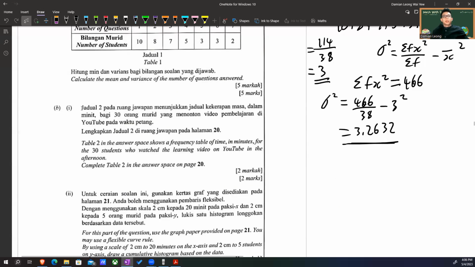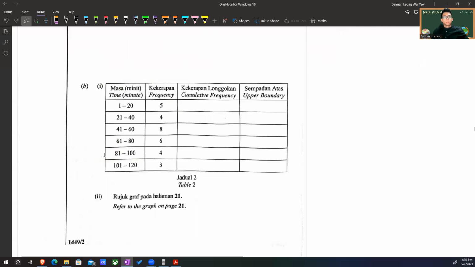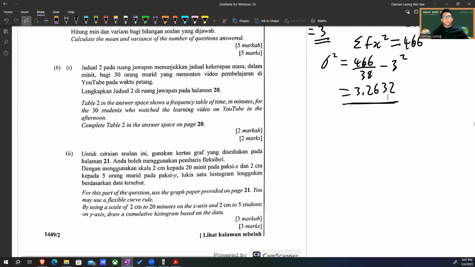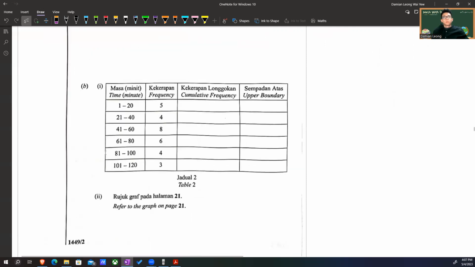B1, complete table 2 in the answer space on page 20. So basically, for the 30 students who watch the learning video on YouTube in the afternoon, just fill in the cumulative frequency. So 5, keep adding the next one. 5 plus 4, 9. 9 plus 8, 17. 17 plus 6, 23. 23 plus 4, 27. 27 plus 3, 30.